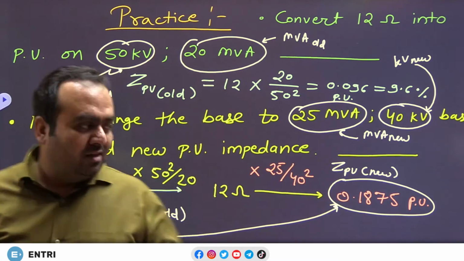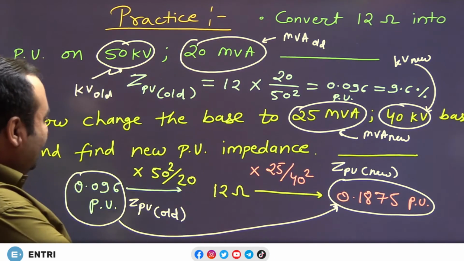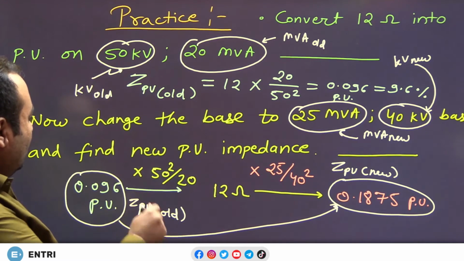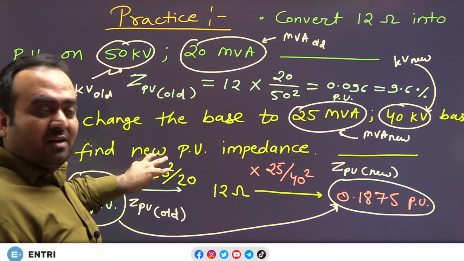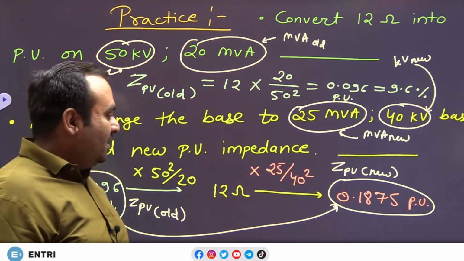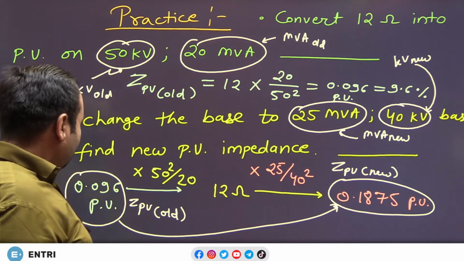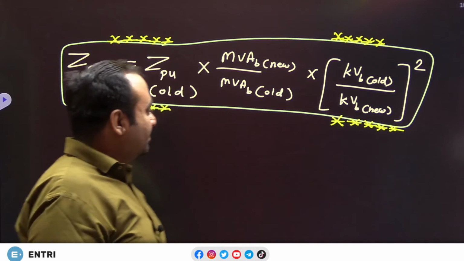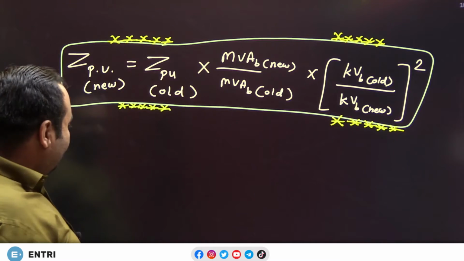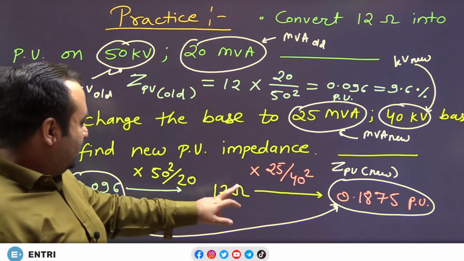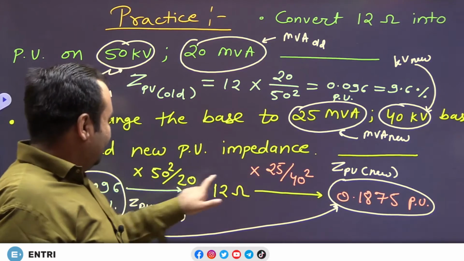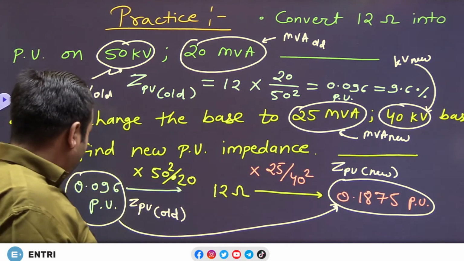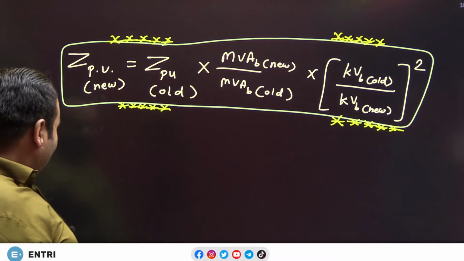After all, you are having the old values and new values. So is it kV old in the numerator whole square? Is it kV old in the denominator whole square? I think the last term is because of this only. And do you have this 25 in the numerator as MVA new and this 20 in the denominator as MVA old? So after all, you can directly go from here to here.